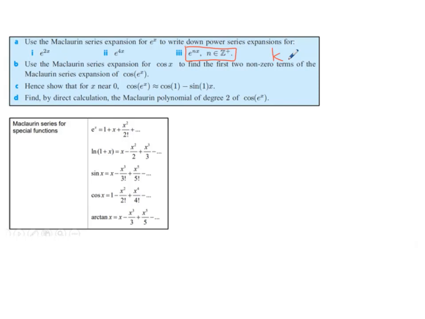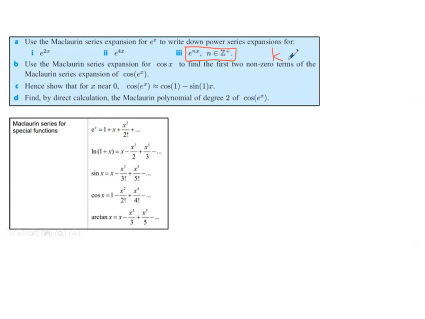Part C does say hence show that for x near 0, cosine of e to the x is approximately equal to cosine 1 minus sine 1 x, so we can't possibly understand that without having done A and B. And then find by direct calculation the Maclaurin polynomial of degree 2 of cosine e to the x. Often the actual calculation part is easy, but I'm not sure, having not actually done the question yet.